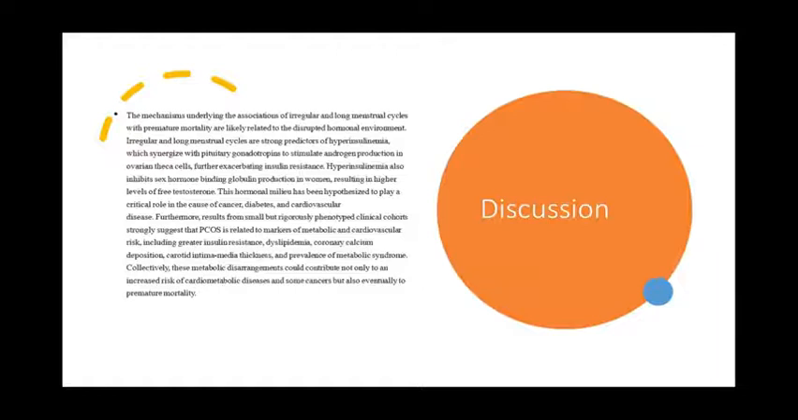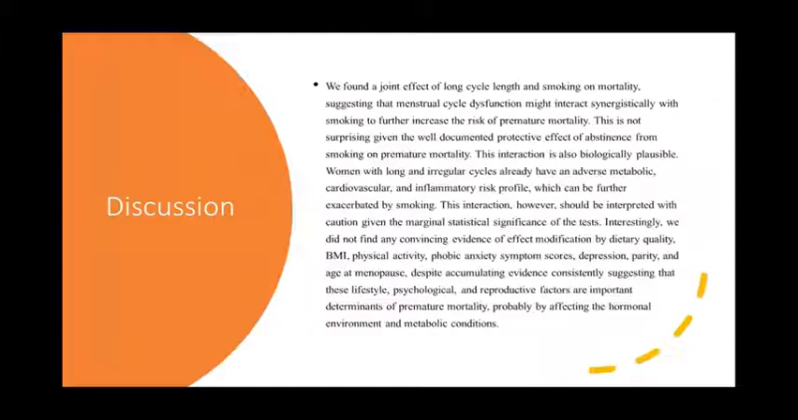So what they found was the effect of long cycle length and smoking on mortality, suggesting that menstrual cycle dysfunction might interact synergistically with smoking to further increase the risk of premature mortality. This is not surprising given the well-documented protective effect of abstinence from smoking. But this interaction is also biologically plausible.